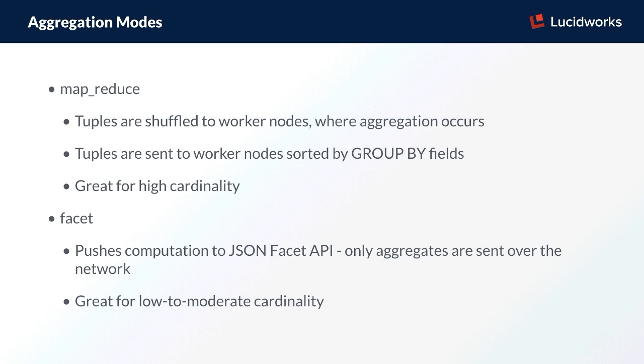There's another alternative, however, which is to use the facet aggregation mode, which pushes the computation of some of that aggregation to the JSON facet API. So then only aggregates are sent over the network. The workers do a little bit less work in this case. And for low to moderate cardinality, this would work great and return very, very fast.